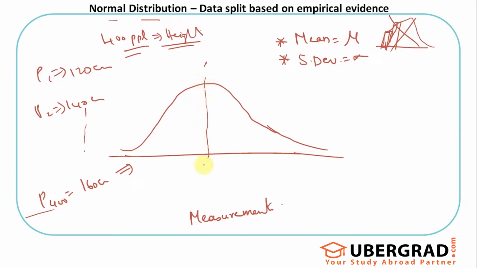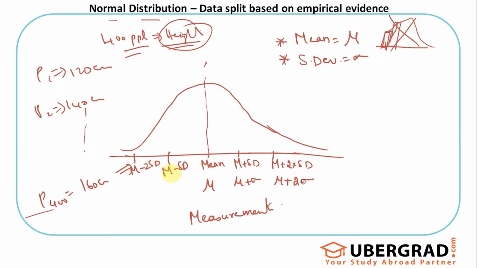So the peak you see is basically the mean value. As I said, these are the measurements, so on the x-axis I should have heights. Then I split this: mean plus standard deviation, then mean plus 2 times the standard deviation. Similarly, mean minus standard deviation, and mean minus 2 times the standard deviation. So mu plus sigma, mu plus 2 sigma, mu minus sigma, mu minus 2 sigma. This is how you would call this.